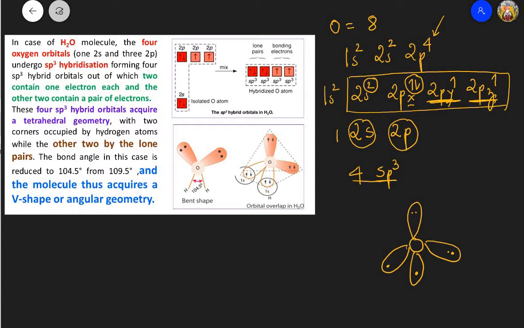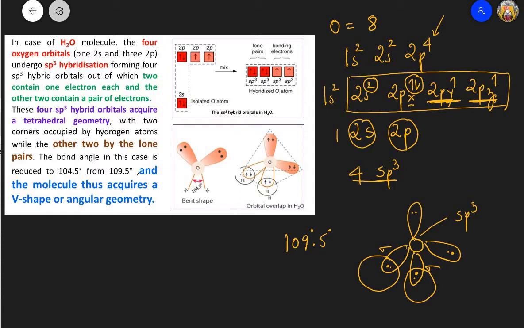Now this sp3 hybridized orbital will overlap with the 1s1 orbital of hydrogen. Similarly, this will overlap with another 1s1 orbital of hydrogen. So there is a formation of sigma bonds. This is a sigma bond and this is also a sigma bond. Is it clear? But if oxygen here were purely sp3, the bond angle would have been 109.5 degrees.